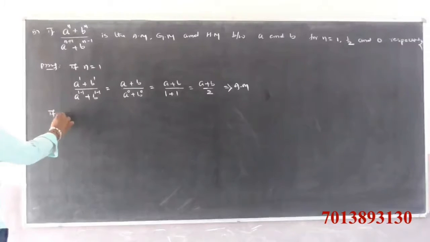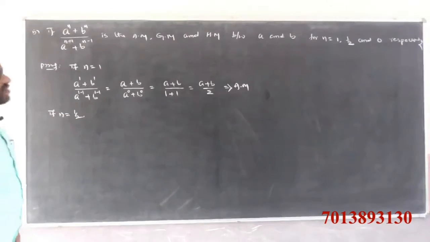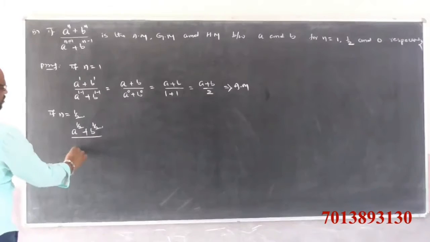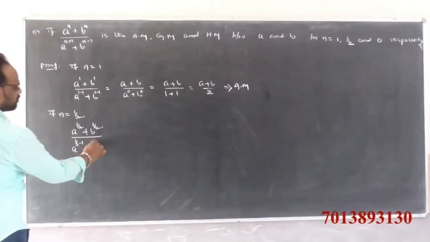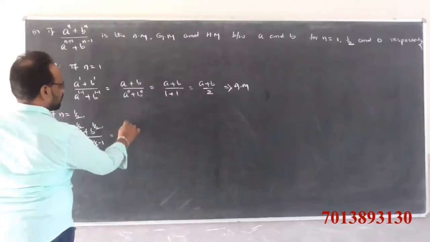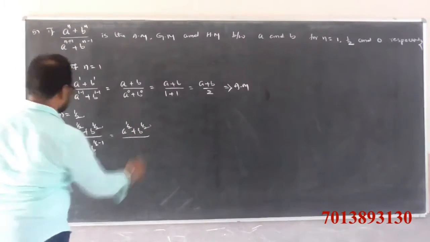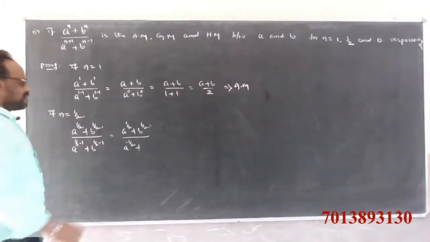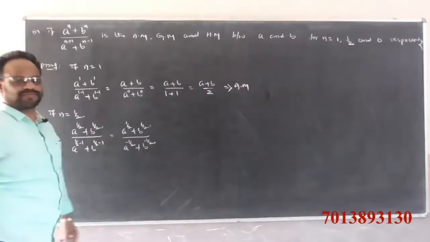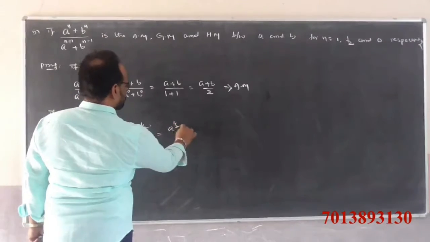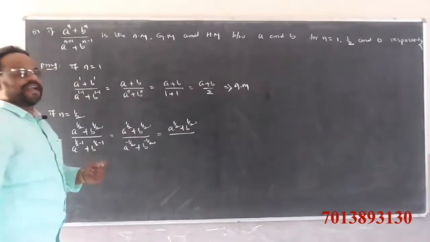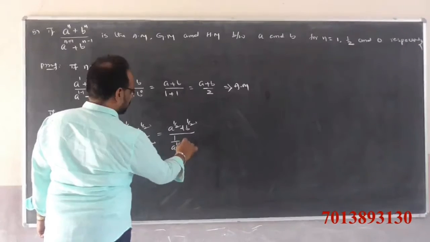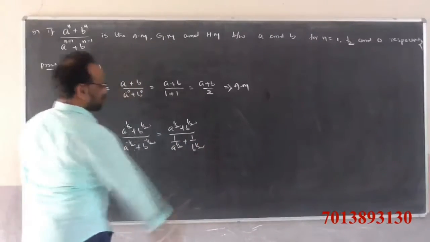If n is equal to 1 by 2, substitute here: a to the power 1 by 2 plus b to the power 1 by 2 by a to the power 1 by 2 minus 1 plus b to the power 1 by 2 minus 1. We get a to the power 1 by 2 plus b to the power 1 by 2 by a to the power minus 1 by 2 plus b to the power minus 1 by 2. We know that a to the power minus n is equal to 1 by a to the power n. So this can be written as 1 by a to the power 1 by 2 plus 1 by b to the power 1 by 2.